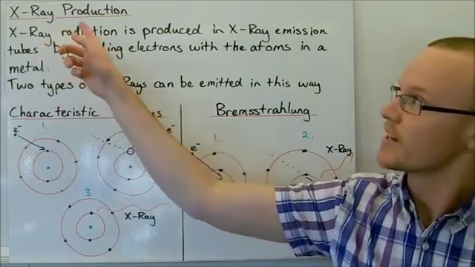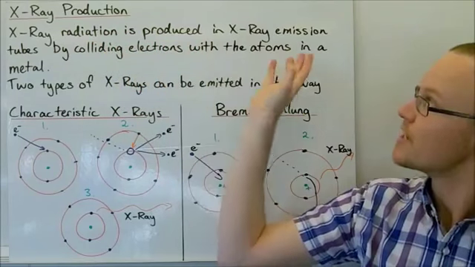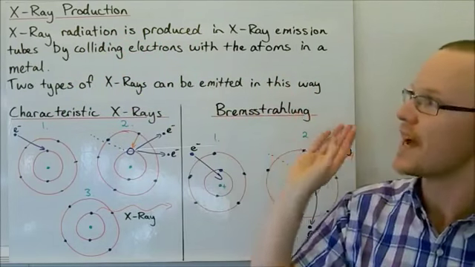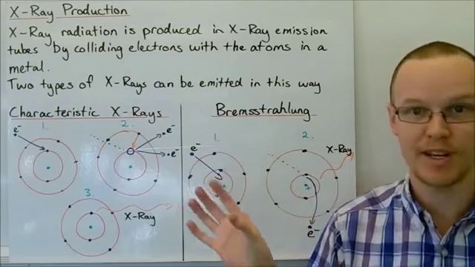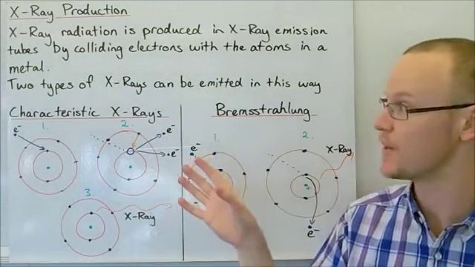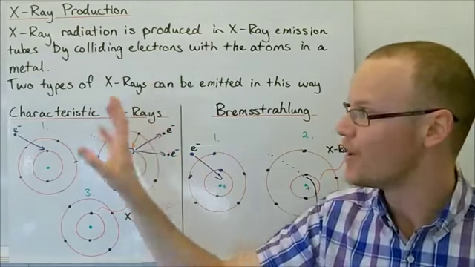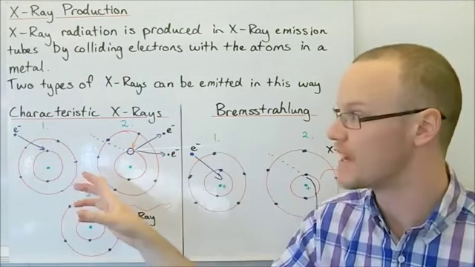Today we're going to talk about X-ray production. X-ray radiation is produced in X-ray emission tubes by colliding electrons with the atoms in a metal. There are two types of X-rays that can be created through this method. The first are characteristic X-rays, and those X-rays are created by knocking electrons out of the shells of the atom.